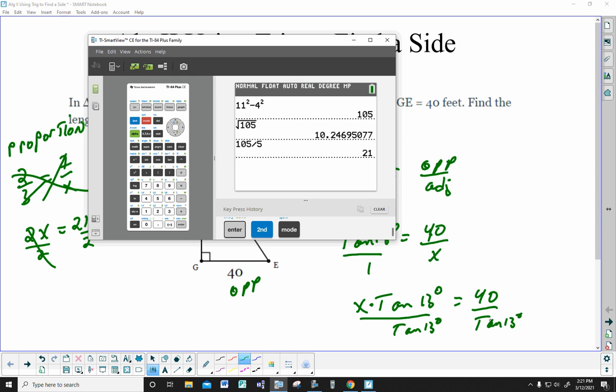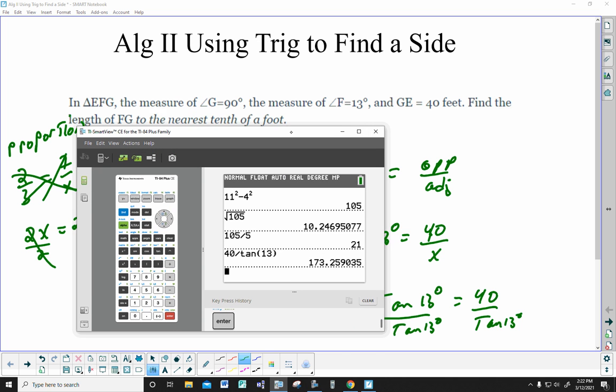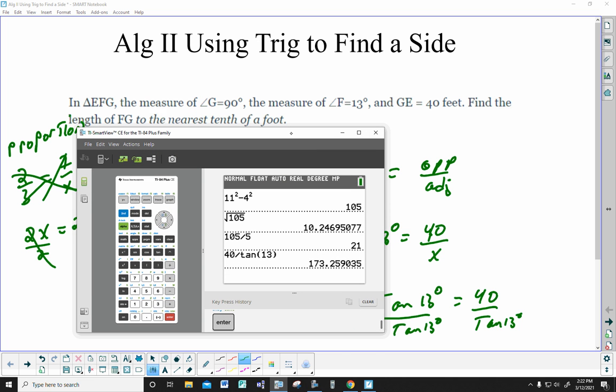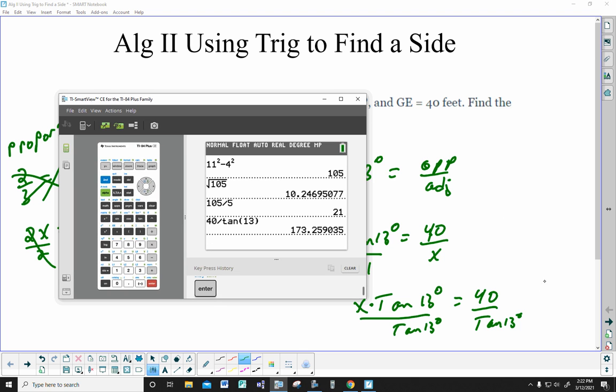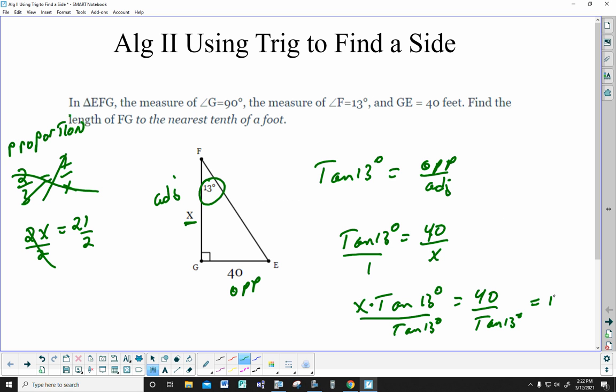So I need to go 40 divided by tangent of 13. I had to tell the calculator it's 13 degrees, so I had to make sure it's in degrees. Enter. And it says round the answer to the nearest foot. So that would just be 173. So your answer is just, because you're rounding, 173 feet. There you go. Okay.